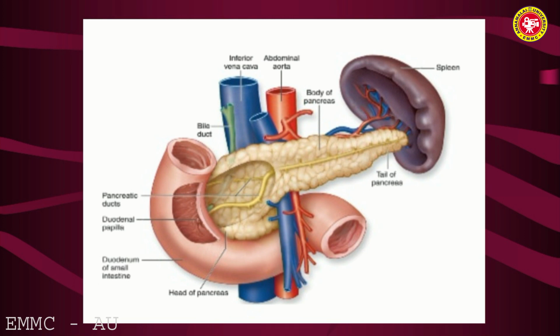With regard to diabetes, this is the image of the pancreas. Diabetes mellitus is a disease state in which the pancreas is not functioning normally. That is, sufficient insulin is not produced and the body is not capable of managing its food intake properly. That is, body metabolism gets disturbed.